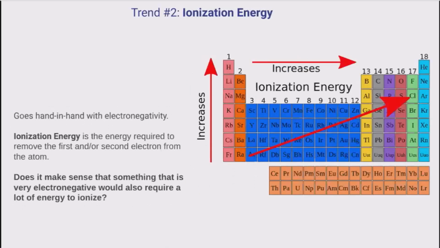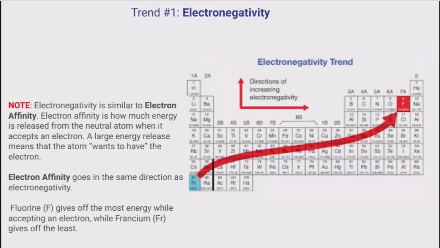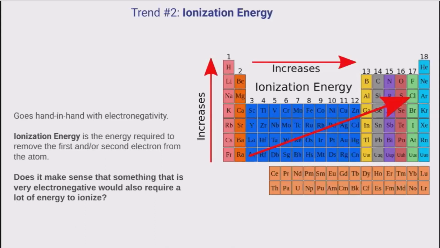The next one, which sort of goes hand in hand with electronegativity, is ionization energy. So sort of like electron affinity, where it's how much an atom will pay to get an electron, ionization energy is how much energy is required to pull the electron back off the element. Does that make sense? So ionization energy is the energy required to remove the first electron from the atom. You can also move on to find out the ionization energy of the second or the third, et cetera. But most of the time when we're looking at ionization energy, it's talking about the first electron.